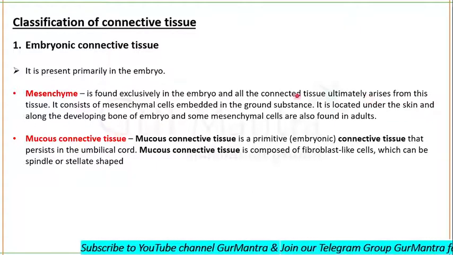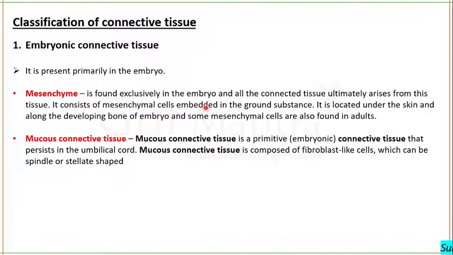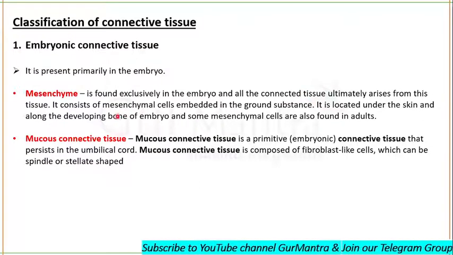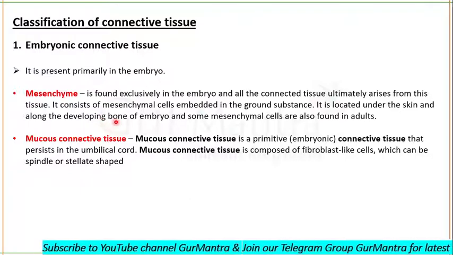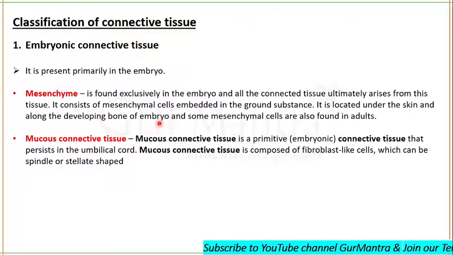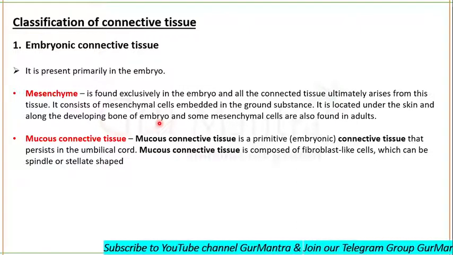It has mesenchymal cells and those mesenchymal cells are embedded in the ground substance. This mesenchymal tissue is located under the skin and along the developing bone of the embryo. Sometimes you can see some mesenchymal cells present in adults also.